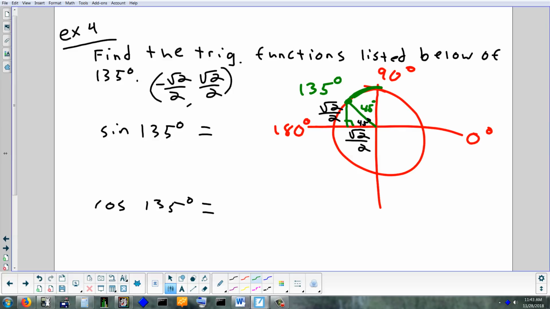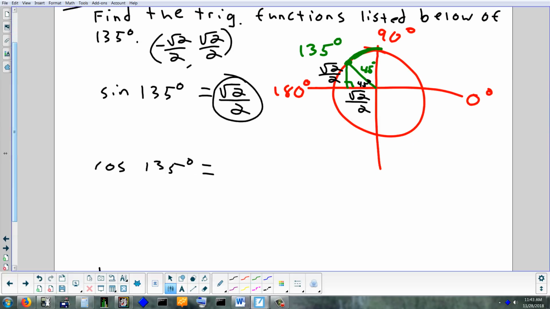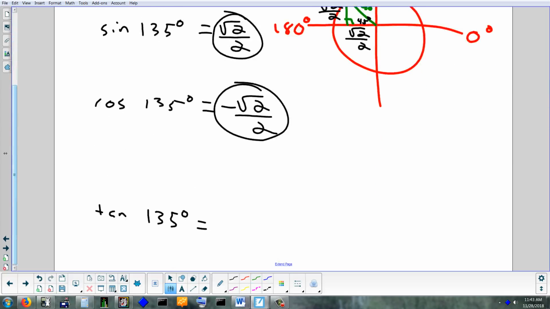How about, Joe, what's the sine here? Square root of 2 over 2. Yes. My cosine? Negative square root 2 over 2. And my tangent, I'm dividing the sine by the cosine. So what's my tangent? Chris? -1. And if you wanted the cosecant, the secant, and the cotangent, all you would do is take those and flip them, the reciprocal. So there's 135.